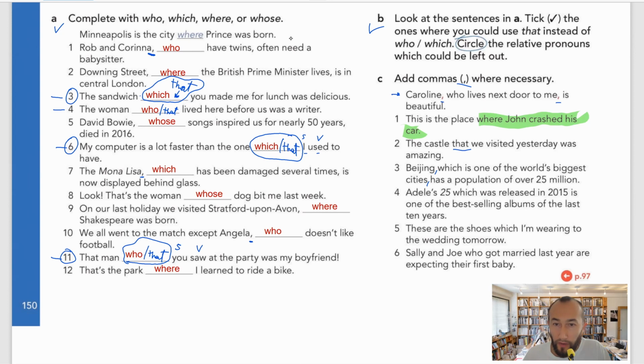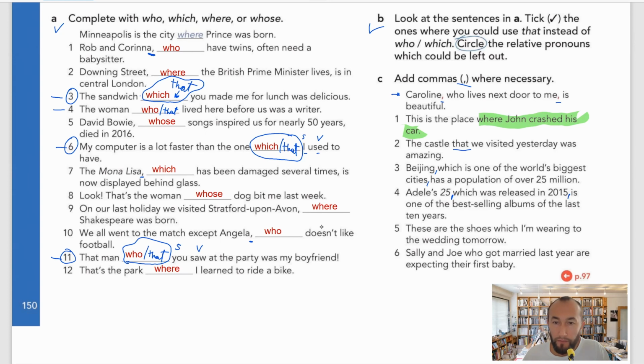So 4, Adele's 25, which was released in 2015, is one of the best-selling albums of the last 10 years. Here, Adele is the singer, and Adele has albums, and she names them with numbers, like 16, 19, or whatever. So this is clear. It's the name of an album, Adele 25. Because it's a clear name, we have to apply commas on both sides of the relative clause, which was released in 2015. That is extra information, guys.